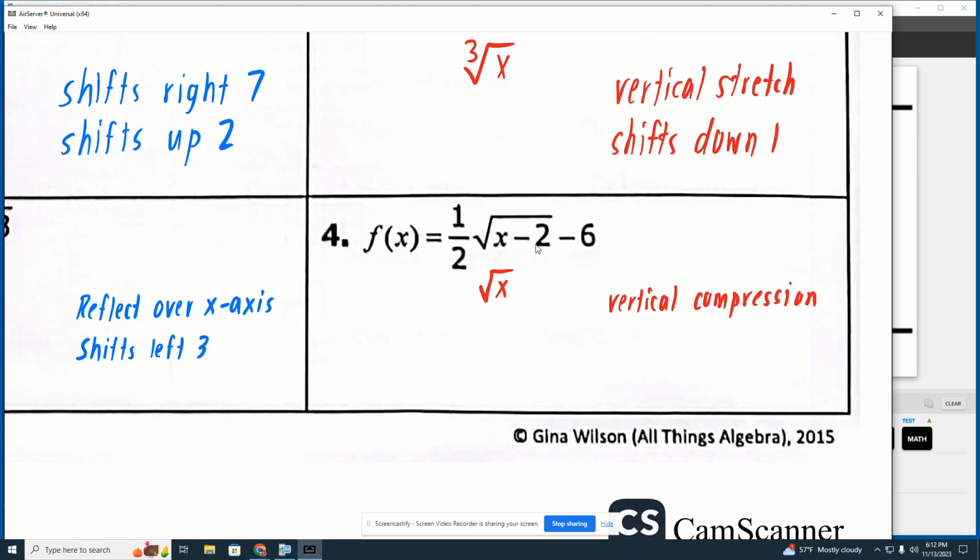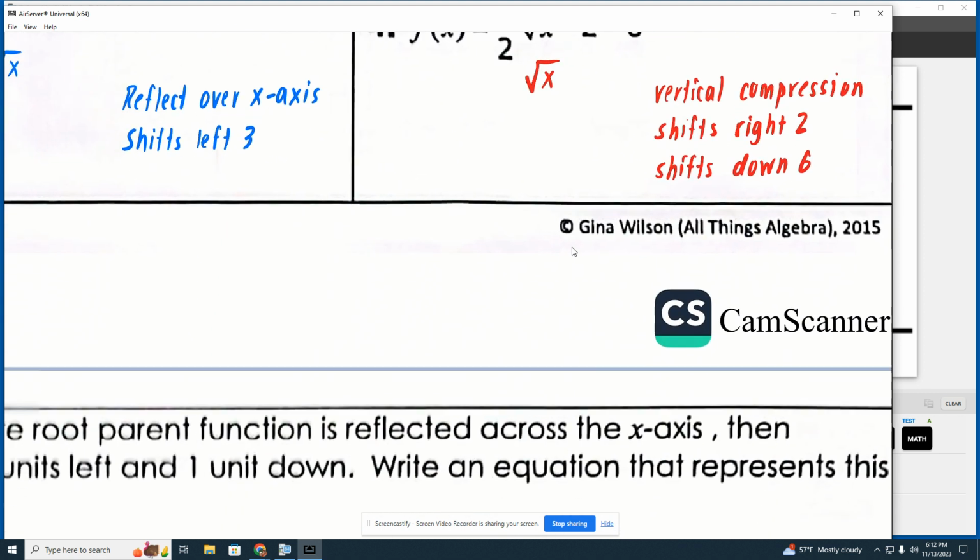Then this is your horizontal shift. Remember, if it looks negative, it's actually a +2 horizontal shift. So it shifts right 2. And then this out here is your vertical shift, and it is what it is. So -6 means it shifts down 6. Okay? All right, moving along.